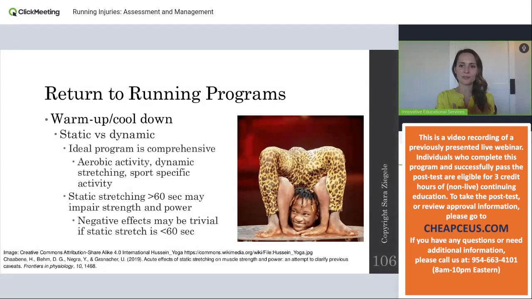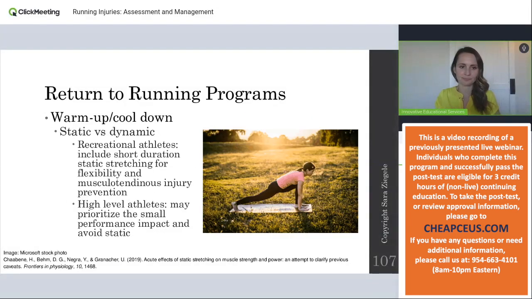The latest version of the research is showing us that these effects of static stretching that were really brought to light in that research really only happened when the stretches were held greater than 60 seconds. So those negative effects on strength and power were really minuscule when the stretches were shorter in duration. So now that we have that bigger picture of how static stretching did impact strength and power, we can utilize that to make better recommendations for our patients.